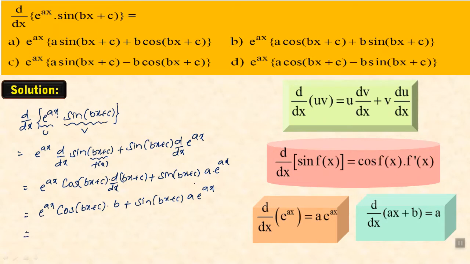This equals to, in these two terms, e power ax is common. E power ax into here a into sine of bx plus c plus here b into cos of bx plus c. Therefore, the answer is option A.